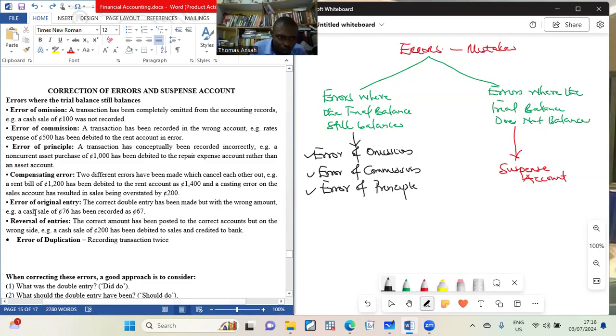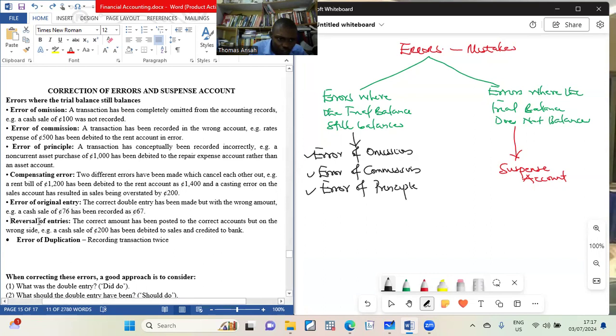So what happens? For example, cash sales of 76 have been recorded as 67. So you see that there is an overcast or undercast, something like that. Anyway, you later come to a realization that, as it stands, it is a cash sale. So your cash, which is your debit, is 67. Your sales, which is a credit, is also 67. Everything is balancing, but it is actually wrong. You didn't record the correct amount.